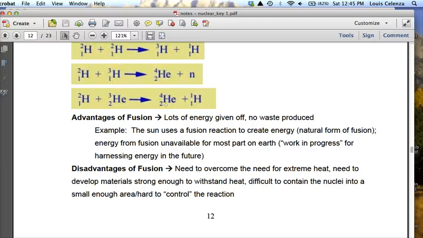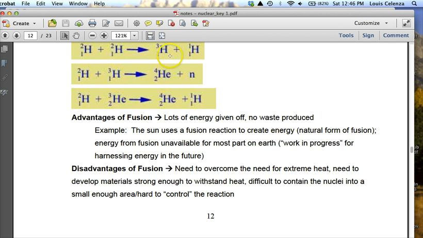The disadvantage of fusion is that it requires so much energy to actually start the fusion reaction, and it burns at such a high temperature that we haven't been able to develop material strong enough to withstand the heat that's produced. If you have a fusion reaction that's burning at 1,000,000 degrees, we don't really have anything that can contain something of that temperature. It will immediately melt through that.